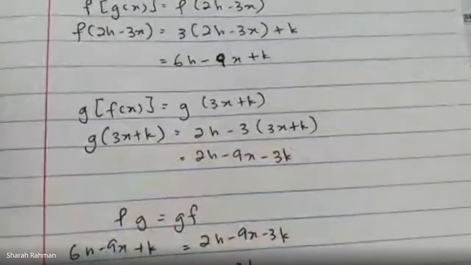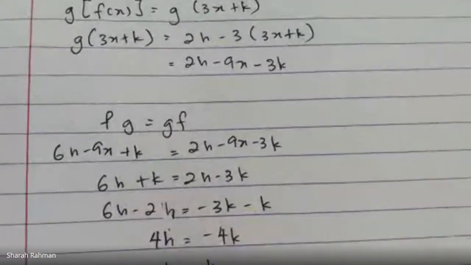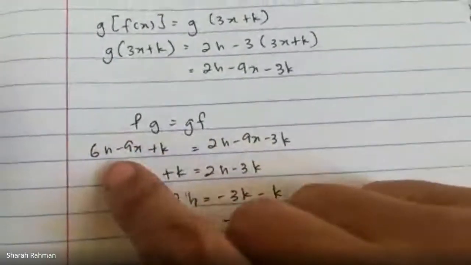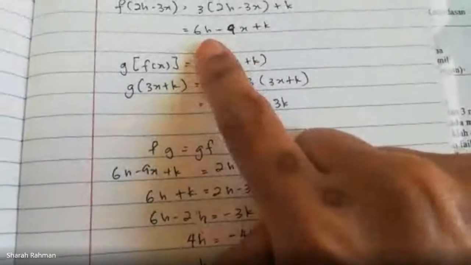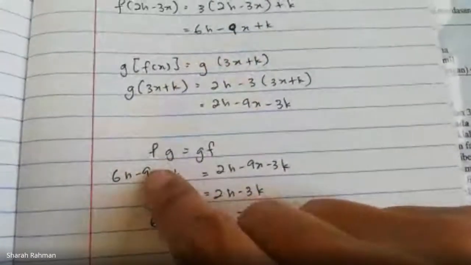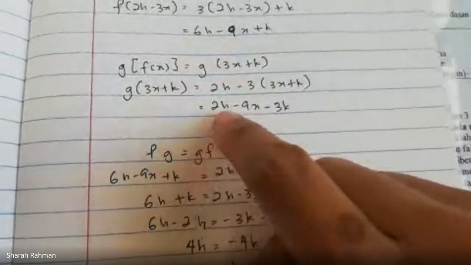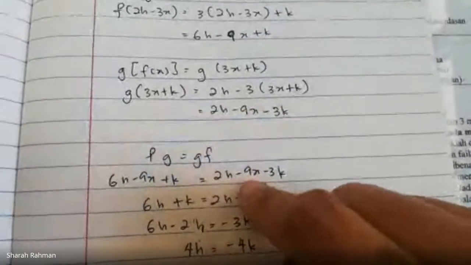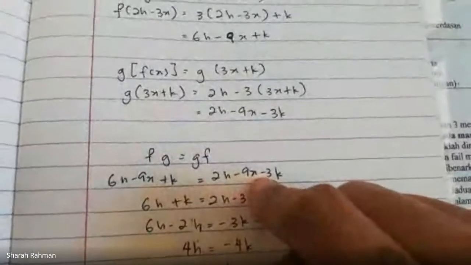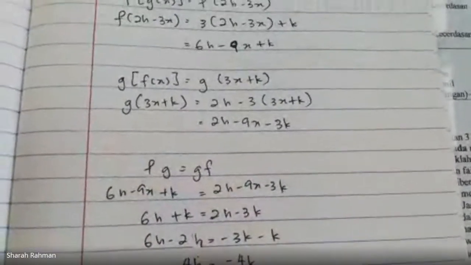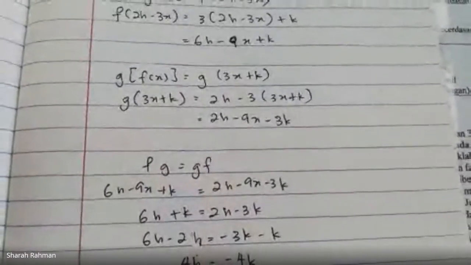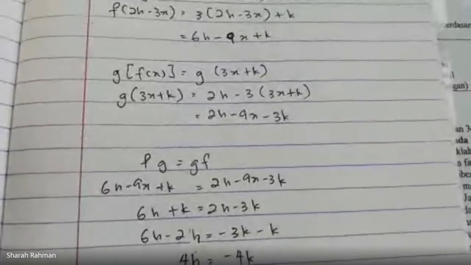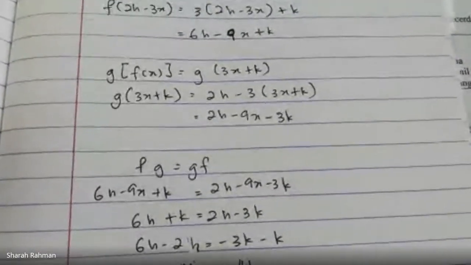Okay, then we go to the equation given, which is fg equals gf. We already found fg, which is 6h minus 9x plus k. And we also found gf, which is 2h minus 9x minus 3k. So we do the equation. Then the question asks, what is the relationship between h and k? So you can write h in k or k in h, either one.